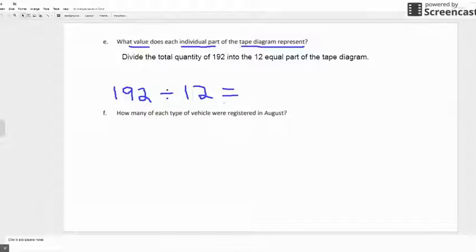Time, I'm just going to go ahead and give you the answer. 192 divided by 12 is 16 vehicles, or 16. Each tape represents 16. So now, there you go. So each individual piece of tape is going to represent 16 because the total number of vehicles is 192.